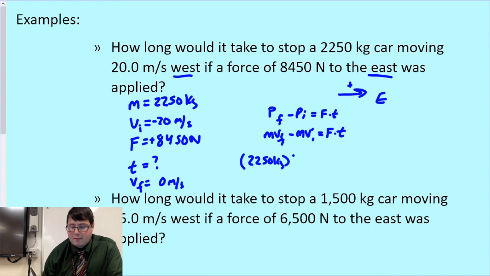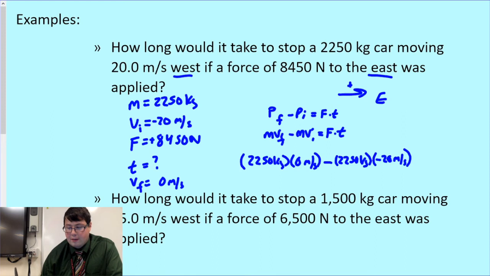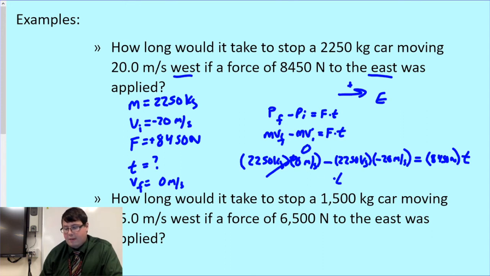2,250 kilograms times my final velocity of 0 meters per second minus 2,250 kilograms times my initial velocity of negative 20 meters per second is going to equal the force, which we know to be 8,450 newtons, times the time. If you solve all that out in your calculator, you multiply those, divide by that. I get a time, it looks like, of 5.33 seconds.